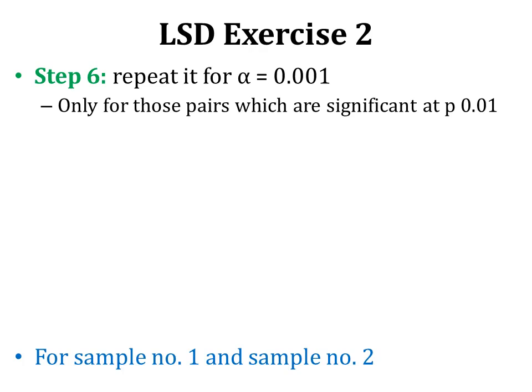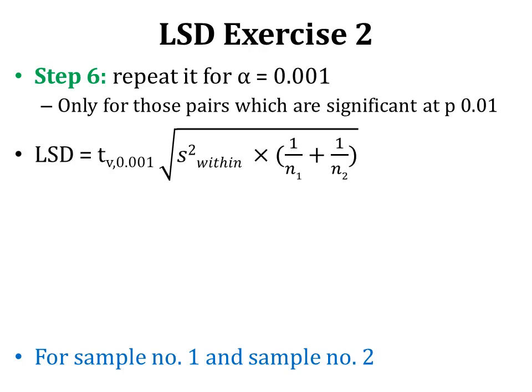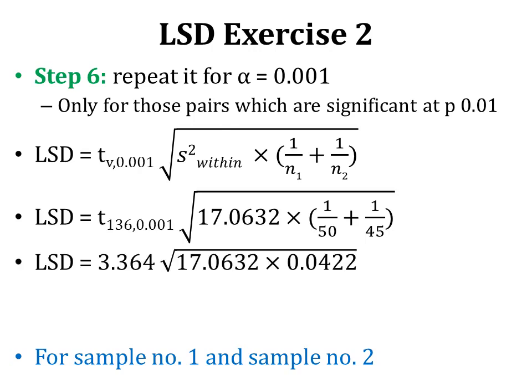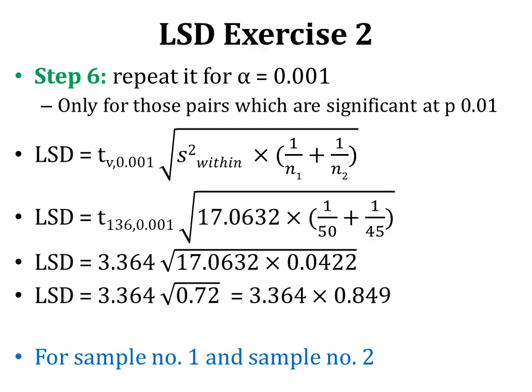And the first pair is sample number 1 and sample number 2. So we have the LSD values here. The T value is taken from the two-tailed T distribution, and this is 3.364 at 136 degrees of freedom within and 0.001 alpha level. And then we have the variance within, and we multiply this by 0.0422, we get 0.72. We take the square root of 0.72, which is 0.849, and then we multiply this 0.849 with the T value of 3.364, and we get our LSD, which is 2.856. So this is LSD at 0.001 significance level for sample number 1 and sample number 2.